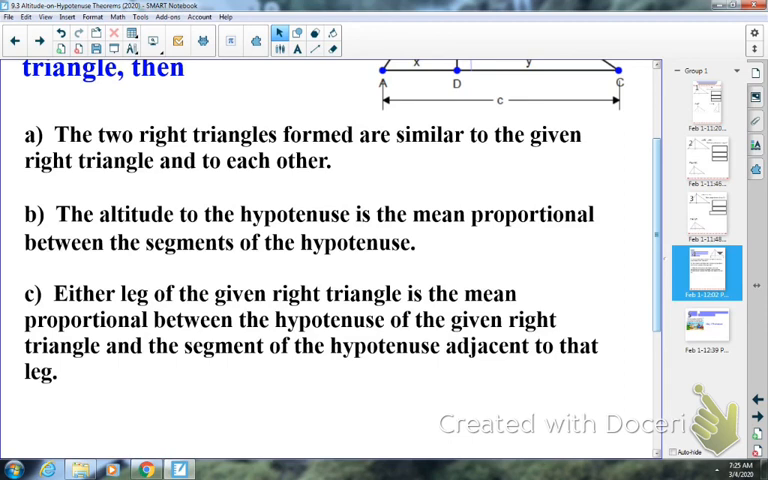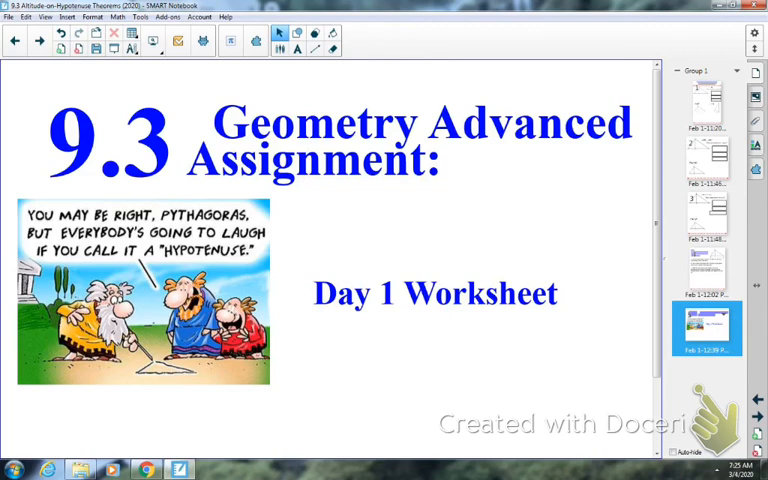So again, these are the theorems in terms of words that we discovered looking at the similar triangles. For today, and tomorrow as well, tomorrow there will be a separate worksheet. Today you're going to do the day 1 worksheet, just practice finding a leg, the altitude, or maybe a hypotenuse or part of it using these theorems. And then the next day we will take a look at some more problems to reinforce this idea.